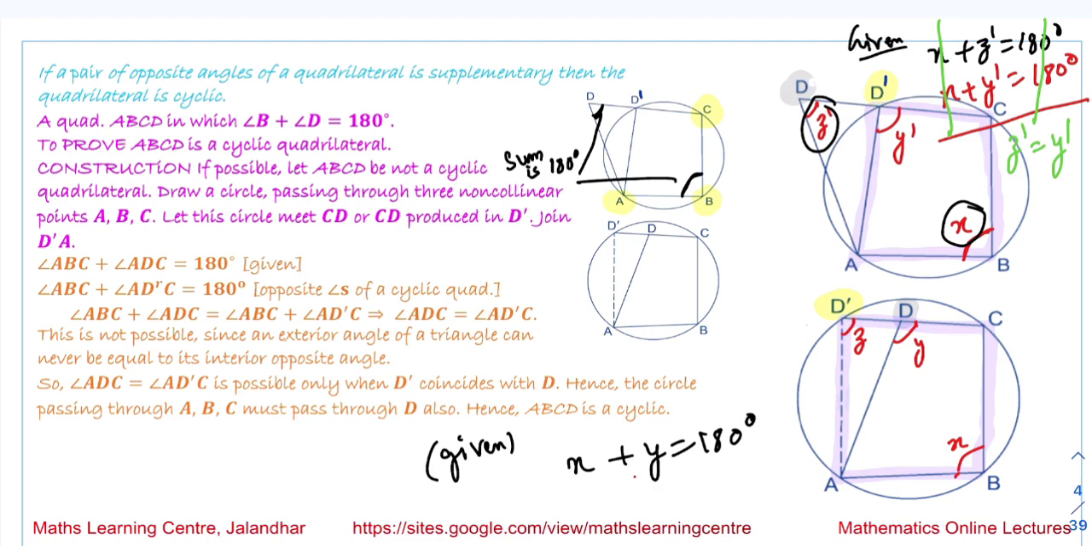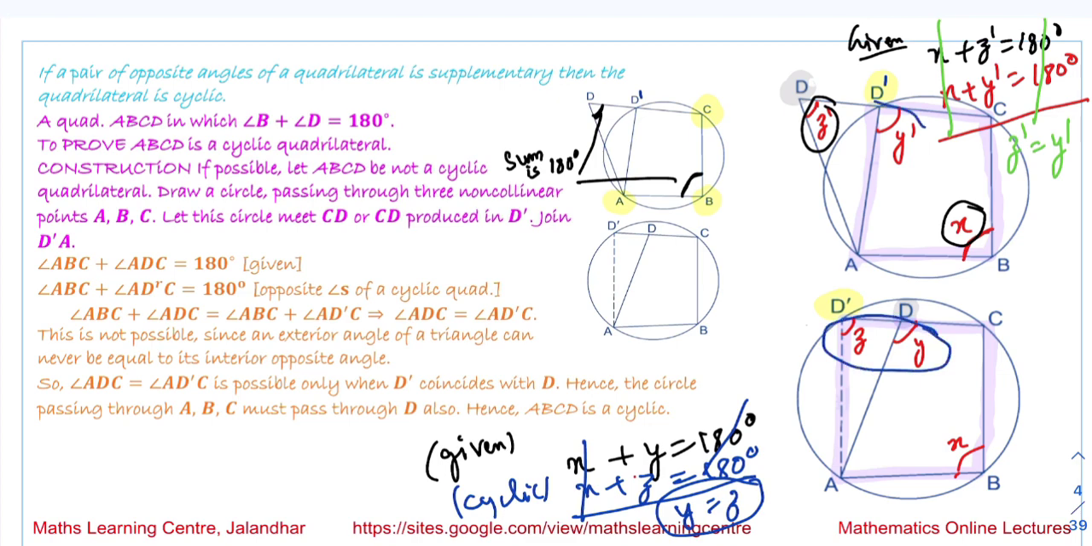Similarly, in this second case, we are saying that x plus z is equal to 180 degrees because it is a cyclic quadrilateral. We subtract these equations, and we get y is equal to z. So what we are saying is these two angles are equal. In this case also, these two angles are equal.